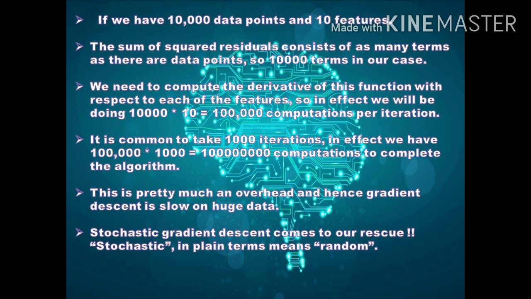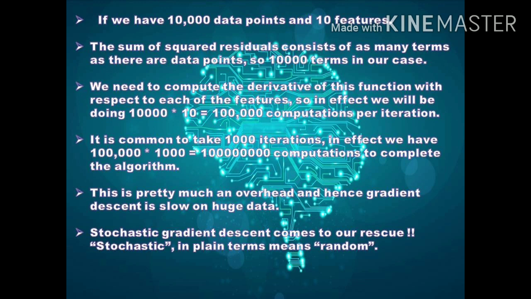If we have 10,000 data points and 10 features, the sum of squared residuals consists of as many terms as there are data points. So 10,000 terms in our case. We need to compute the derivative of this function with respect to each of the features. So in effect, we will be doing 10,000 into 10 equal to 1 lakh computations per iteration.